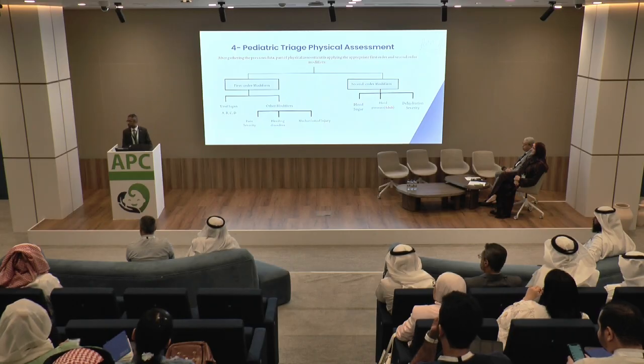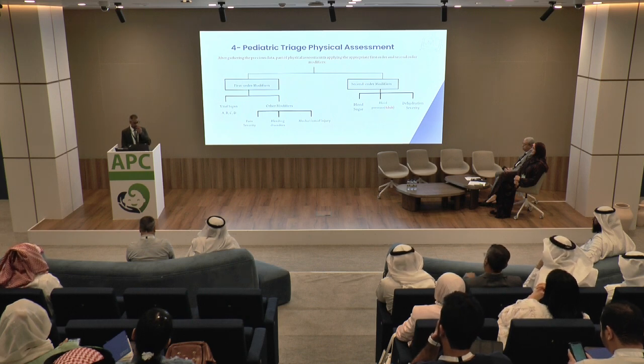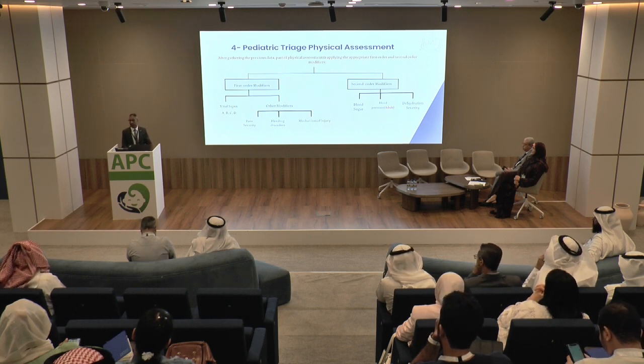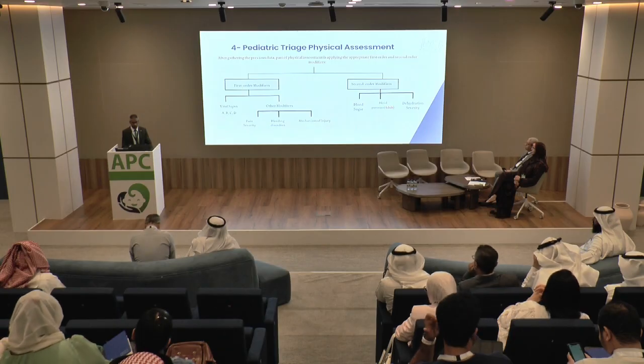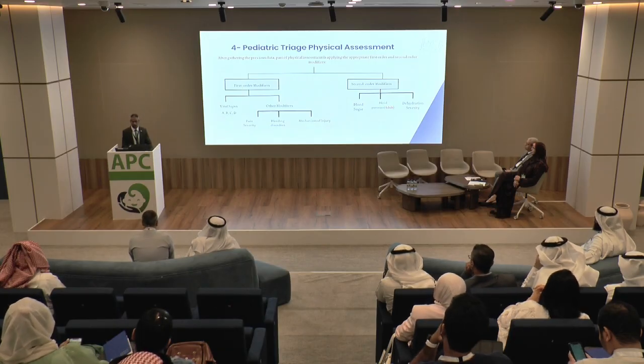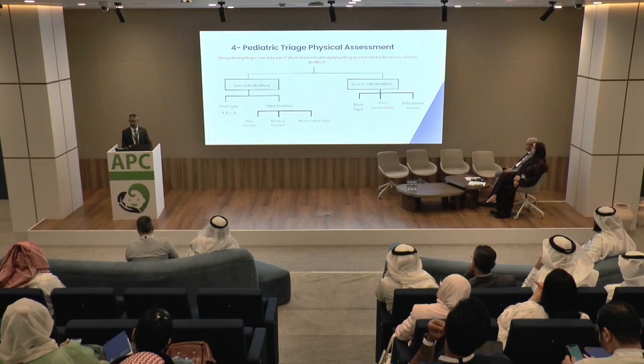Also, a patient with a bleeding disorder like hemophilia or who is using warfarin or something like that, who is presented with bleeding will be different from a patient who has a normal condition. Also we have second order modifiers like blood sugar and dehydration status. In adults, we can use also the blood pressure.